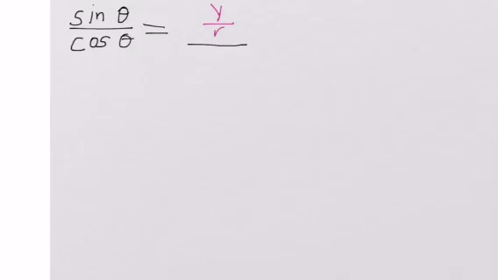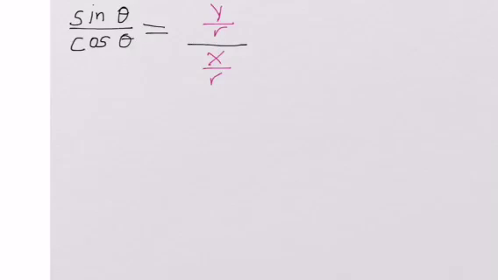So, the first one we're going to look at is the sine of theta divided by the cosine of theta. So using the definitions that we had before, that's going to equal, and I'll grab a different color so this stands out a little bit, y over r divided by x over r.